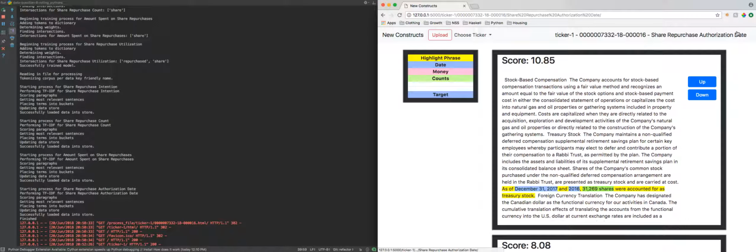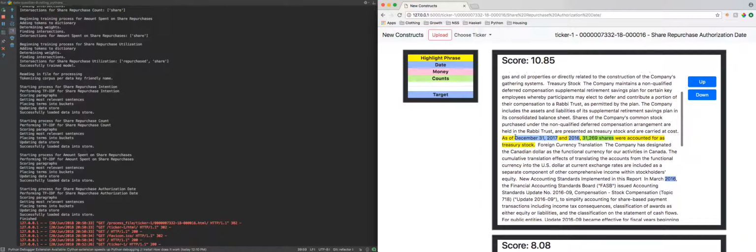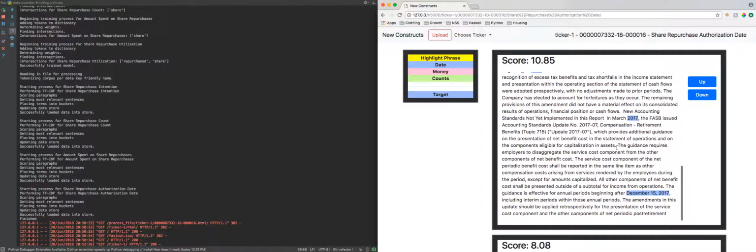For this particular one, for the date, our target is date, and so what we should be looking for is the color blue. And so in each one of these boxes, you have the paragraph that's talking about your target specifically. And for this one, an example, as of December 31st, 2017 and 2016, 31,269 shares were accounted for as treasury stock. It's not necessarily what we're looking for, but it's pretty dang close, and it still has a pretty high score. And the score is kind of based on all this stuff.